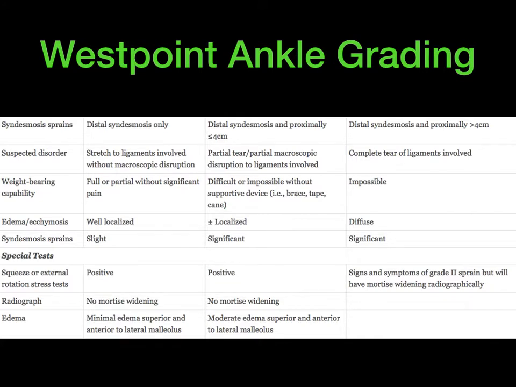In syndesmotic ankle grading systems, it is considered a grade 1 sprain if only the distal syndesmosis is involved. If the distal syndesmosis injury is combined with proximal injury but limited up to 4 centimeters, it's a grade 2, and a severe one is considered when the distal syndesmosis and a proximal syndesmosis more than 4 centimeters is involved.